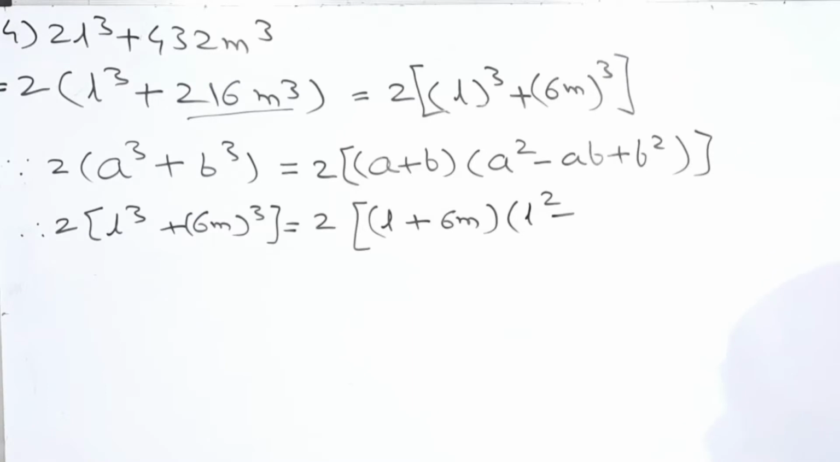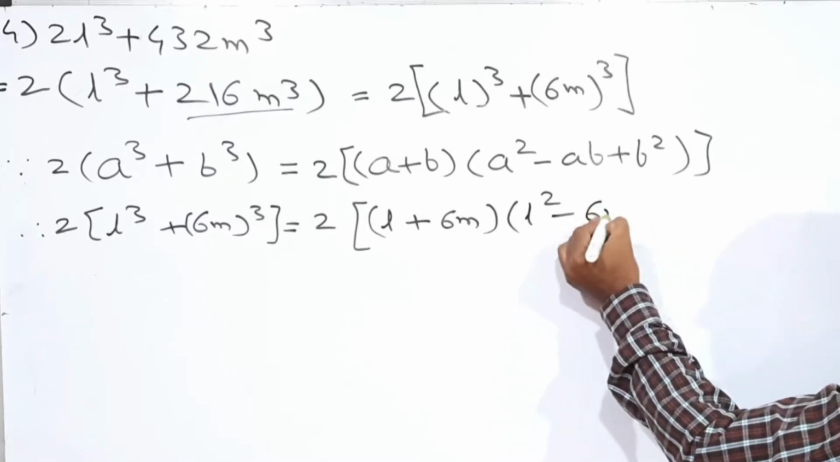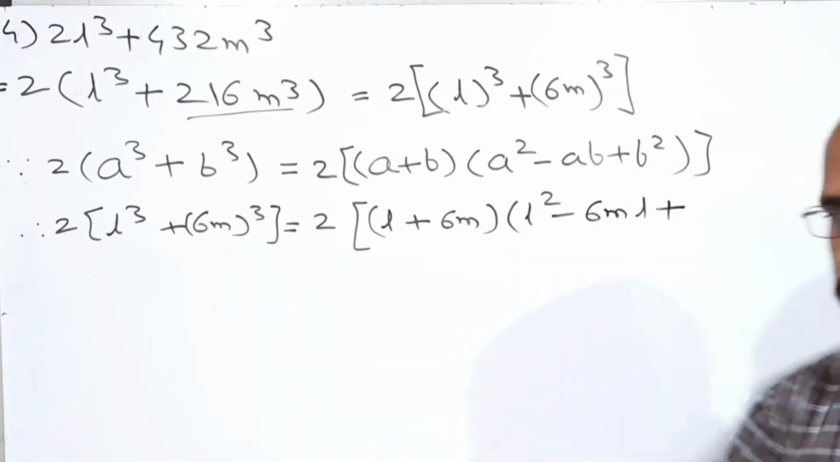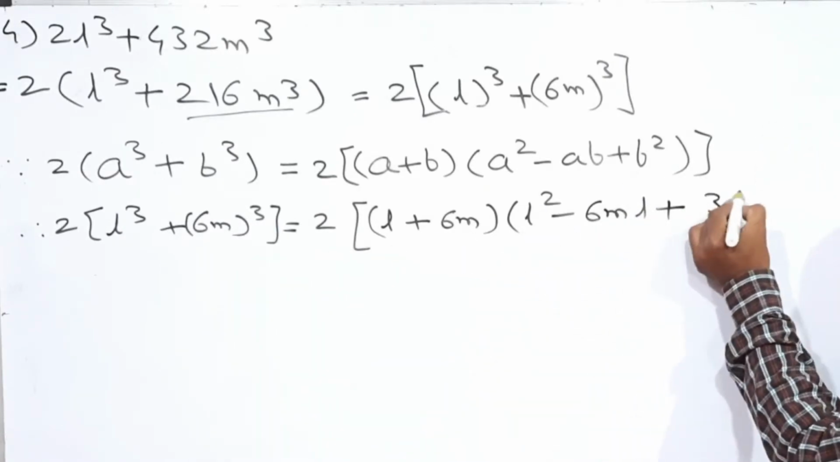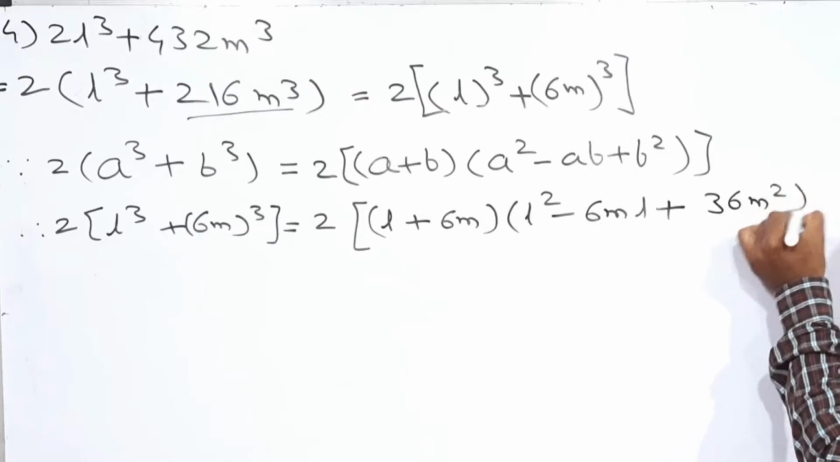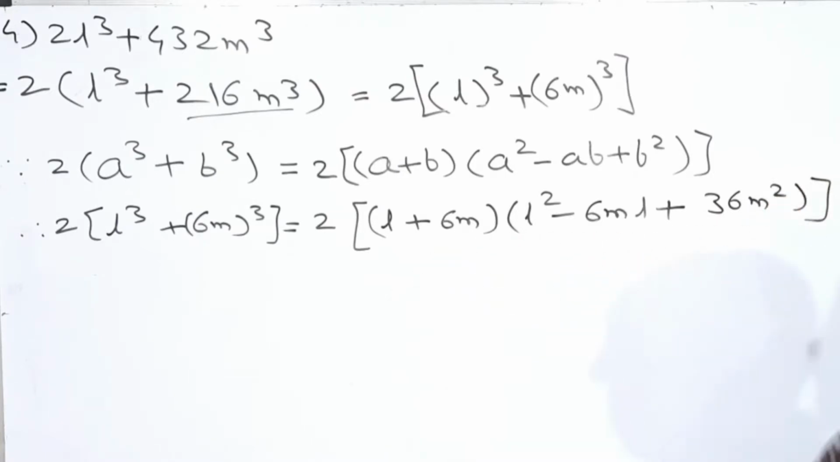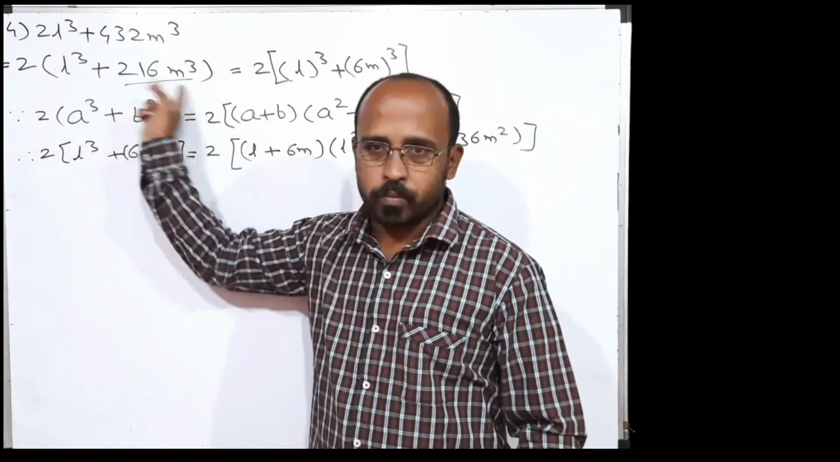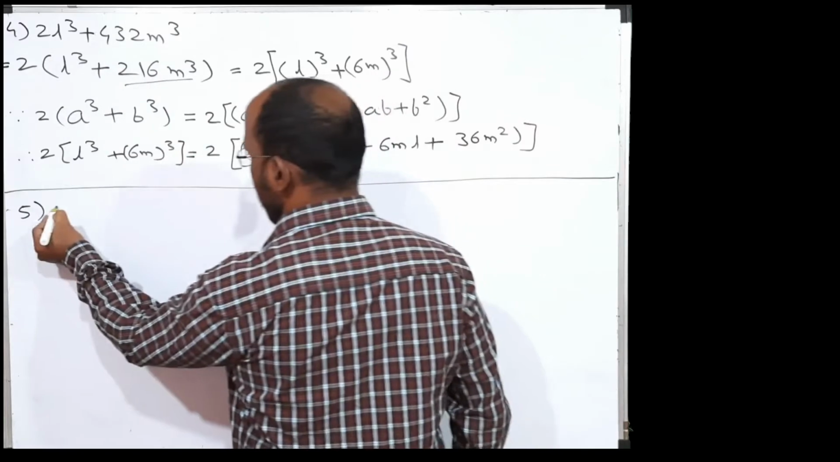6m into l, 6ml, plus b square means square of 6m. Square of 6m is 36m square. All of the terms are unlike. This is our final answer. Isn't it easy? What extra tasks do we have to do? We just have to find out 2 common between both of the terms.